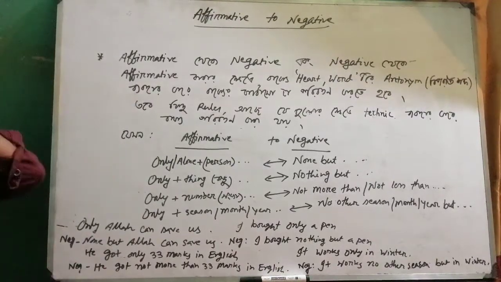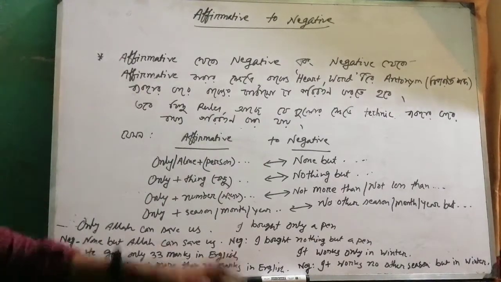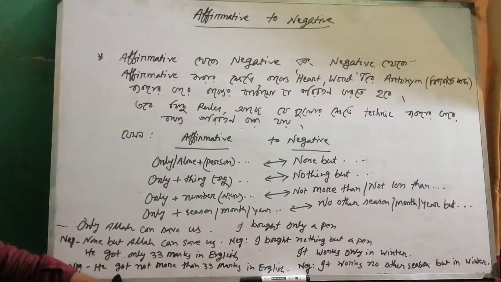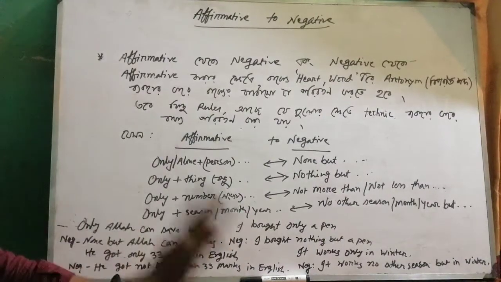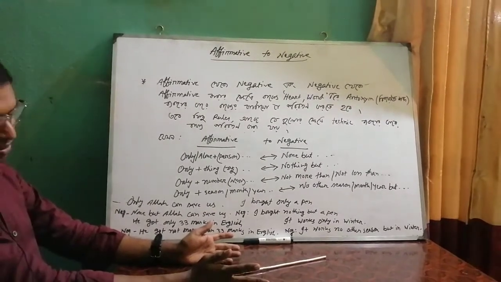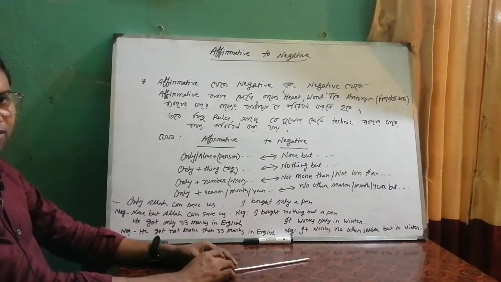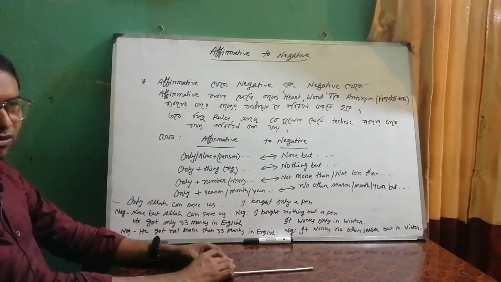So my dear students, I discussed only 4 rules. There are many more rules you will find. In the next class I'll discuss the rest of the parts of affirmative to negative and negative to affirmative. So that's all for today, and thank you for enjoying the video classes.